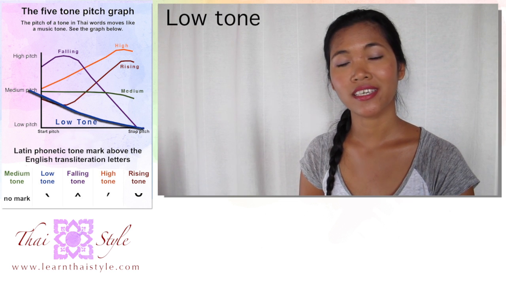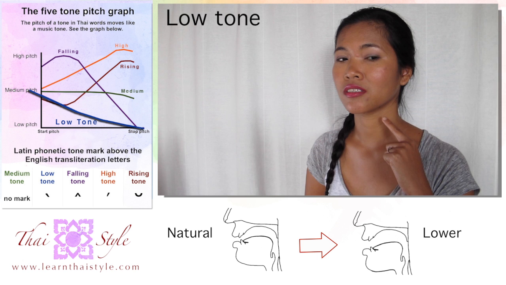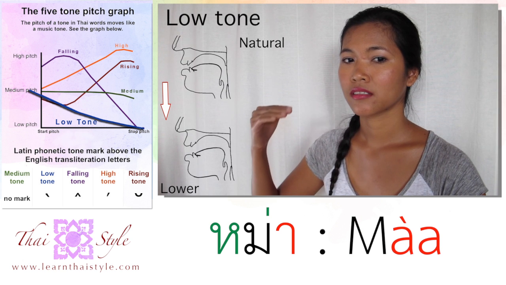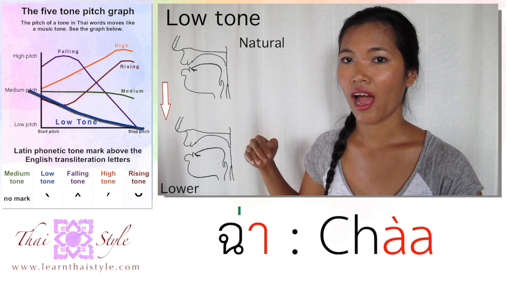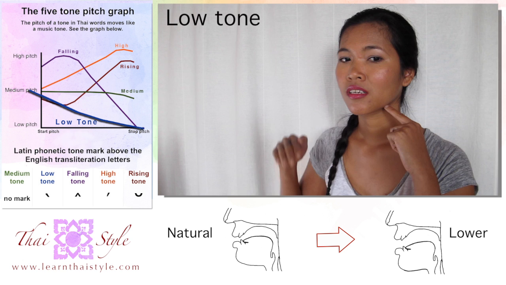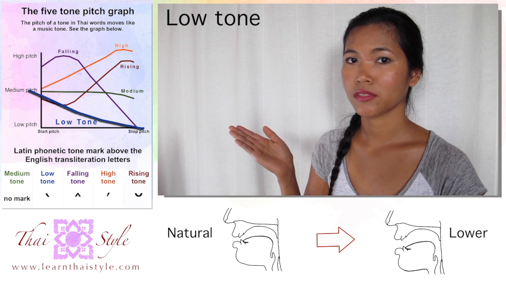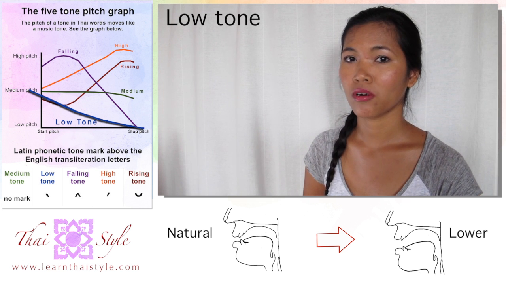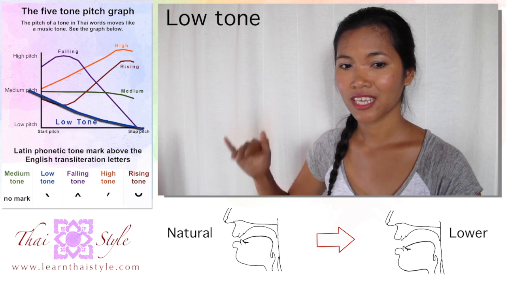If we would like to make a low tone, we move the root of our tongue to a lower position. For example, a, ma, ga, la, ka, cha. I moved the root of my tongue from its natural position to lower position to make low tone, as in the graph. When we move the root of the tongue, we naturally move our jaw with it. So when I make a low tone, my jaw also moves down.